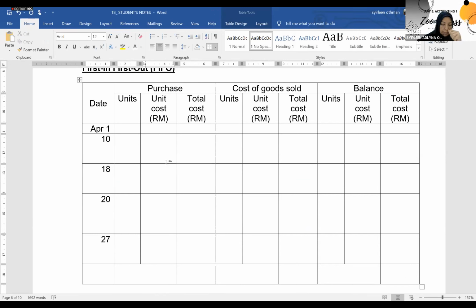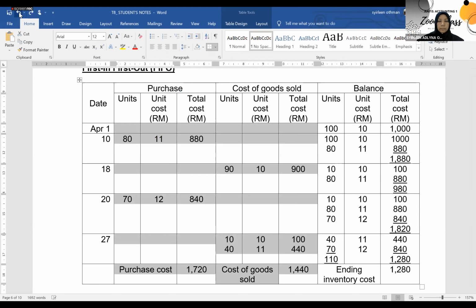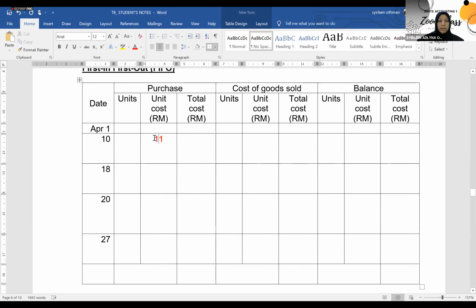So now we are going to calculate each and every item given. Okay, we are still using the same question. Masih guna soalan yang sama ya. Okay, so on 1st of April, your inventory balance is 100 units. Okay, so kita ada tarikh 1 April dekat situ. So units yang kita ada ialah 100.